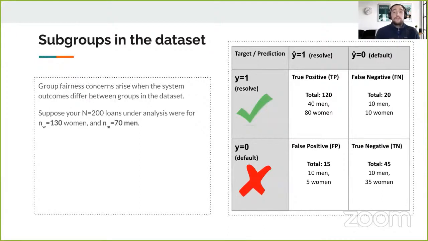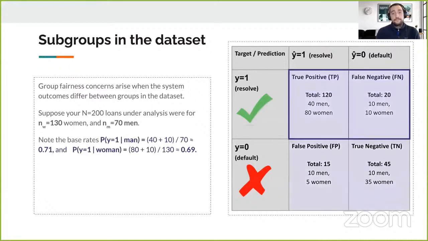So suppose now that your 200 loans under analysis were for 130 women and for 70 men. So you'll have almost twice as many women as men in your data set. And suppose we break down each cell in the confusion matrix based on this demographic information. You will almost certainly find that the 130 to 70 ratio isn't the same in every cell. As a result, the probabilities and conditional probabilities will be different for these two subgroups.